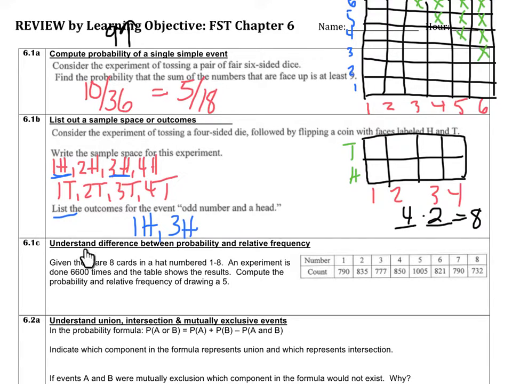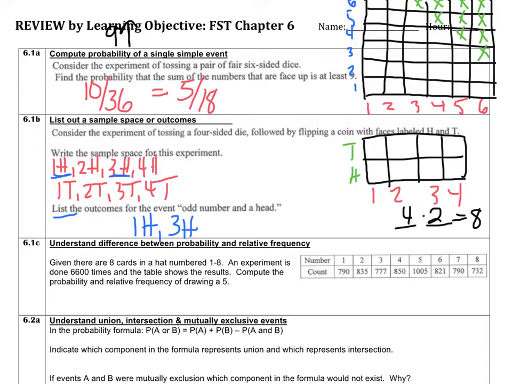6.1c, we need to understand the difference between probability and relative frequency. So here it says, given there are 8 cards in a hat numbered 1 through 8, an experiment is done 6,600 times and the table shows the results. So here's all of the possible outcomes for the 8 cards. So what they did is they had the 8 cards in, they drew one out and recorded it and put it back and drew it out again 6,600 times. Compute the probability and the relative frequency of drawing a 5.